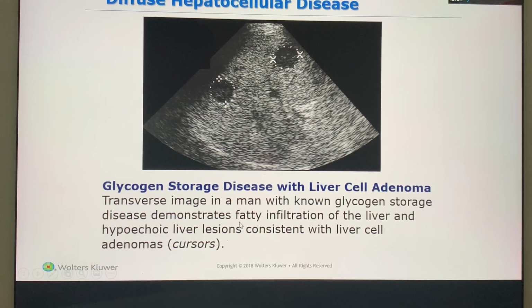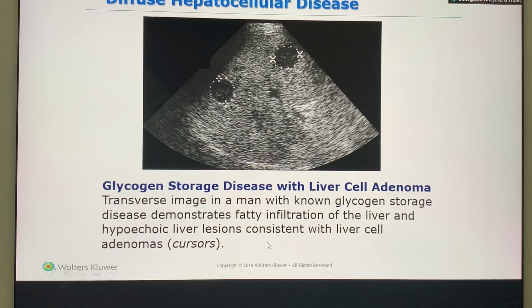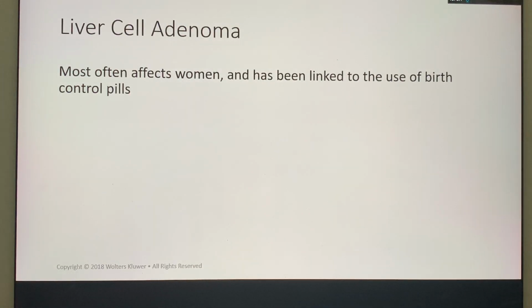Here is glycogen storage disease along with a liver cell adenoma. A liver cell adenoma is a non-cancerous tumor, but they usually like to treat it because it can turn malignant. It's linked to birth control pills.